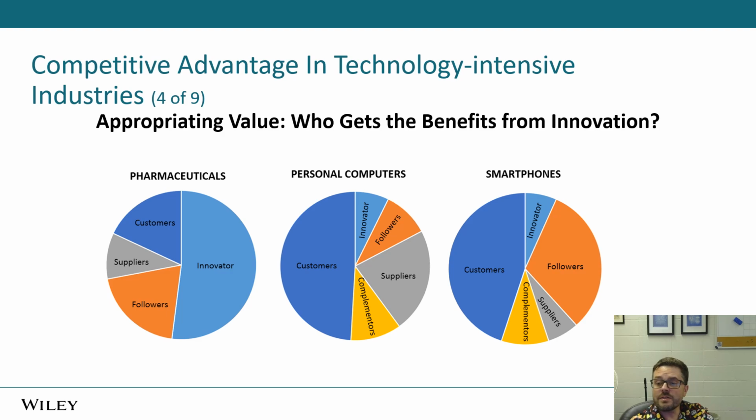This would look very different if we looked at the very first section during the life of the patent versus after the patent expires, when customers and followers capture a lot more value and the innovator stops really capturing much at all.